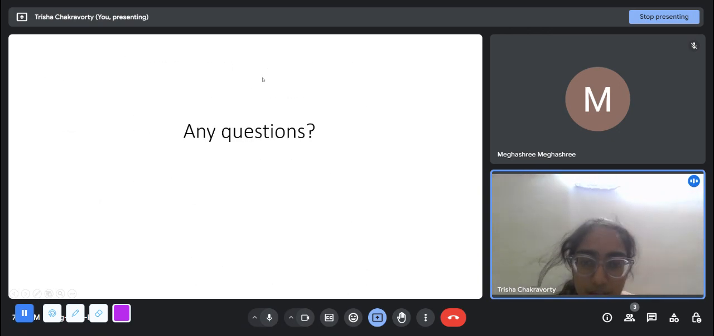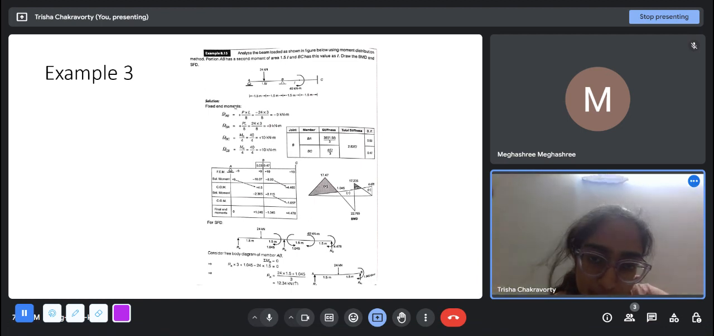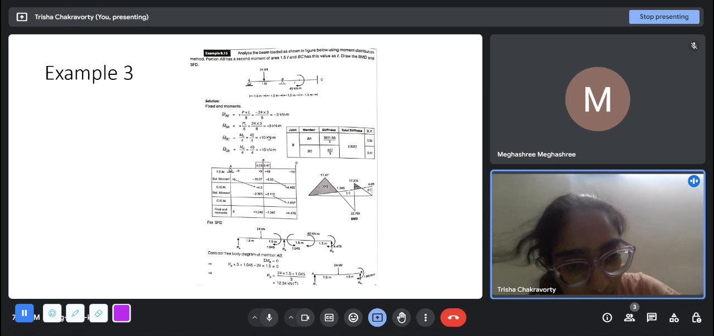This is the last example we are looking at. So the fixed end moments at A, B and BC are the two spans we are going to look at. Fixed end moment at MAB bar is, this is applied at the midpoint, so PL by 8 will be minus PL by 8, and MBA bar will be plus PL by 8.